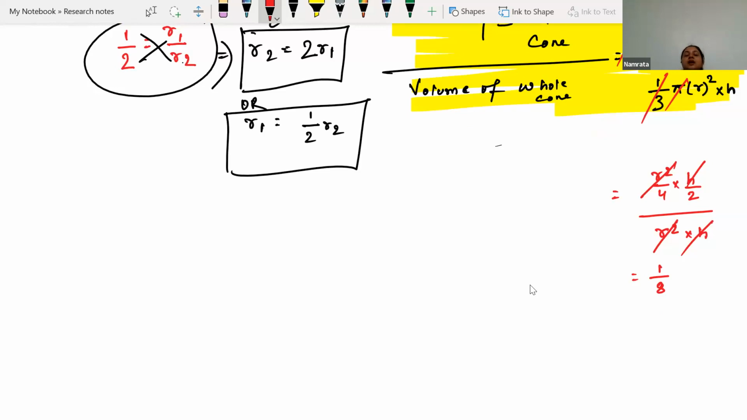So this is how we will be taking out the ratio even if no information is given. What is the height? What is the radius? No extra information is given over here. Still we will be able to find it because we know there is a relation between height and radius also. We can use the same relation because here we are having similar triangles. Okay. Now let's move ahead.